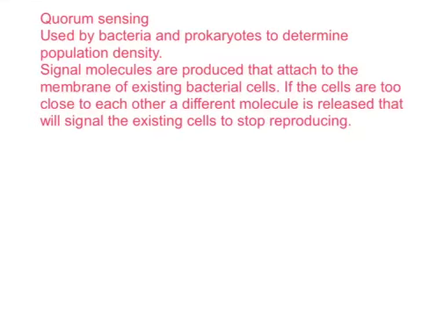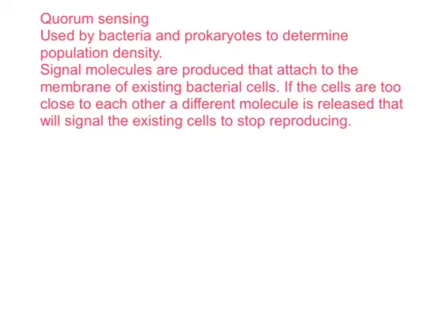Another type of very simple cell communication is a process called quorum sensing. Quorum sensing tends to be used mostly by bacteria and prokaryotes, and it is all about determining population density. How many individuals are around me, and if so, how should I respond? Should I keep reproducing? Should I keep doing binary fission? Or should I stop reproducing?